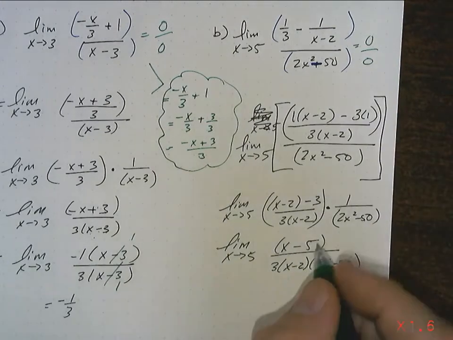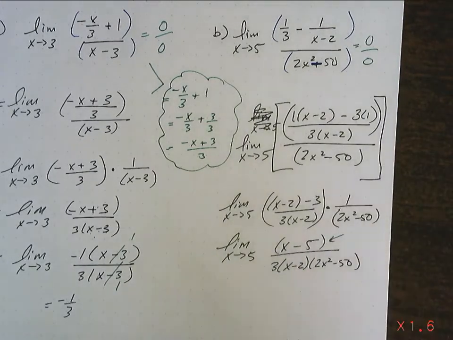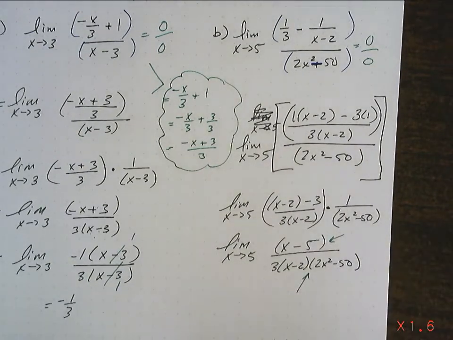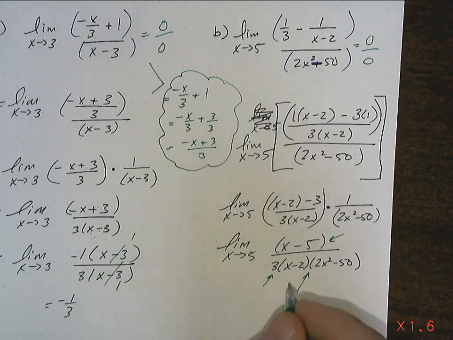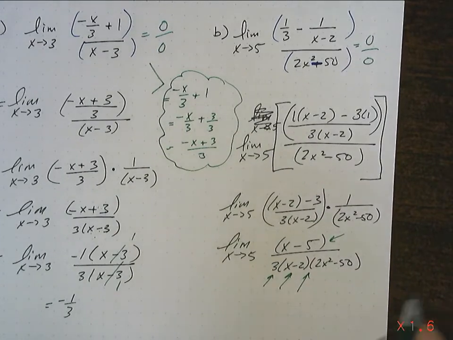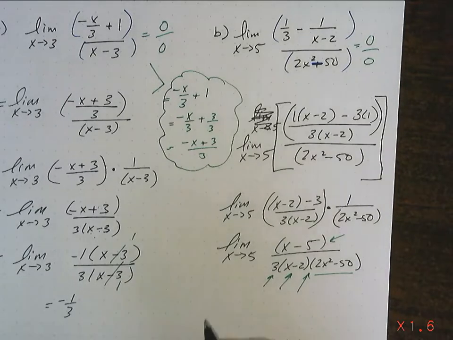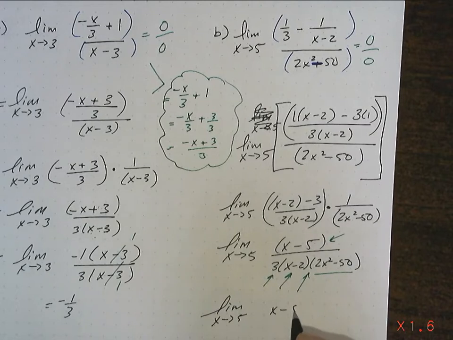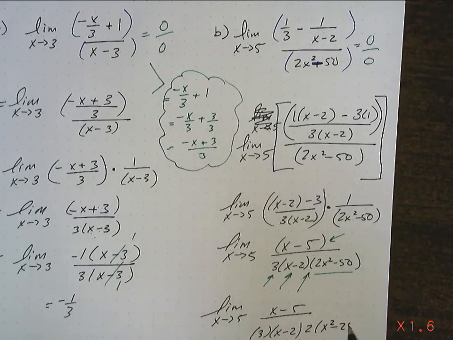As x approaches 5, x minus 5 is my 0 term on top. So I better be able to find an x minus 5 somewhere in the bottom. I ain't going to pull it out of the 3, and I ain't going to pull it out of x minus 2. The only place I can pull it out of is there, so I better start thinking about it. So the limit as x approaches 5 of x minus 5. Again, the 3's useless, the x minus 2's useless. Factoring a 2 out, I get x squared minus 25.